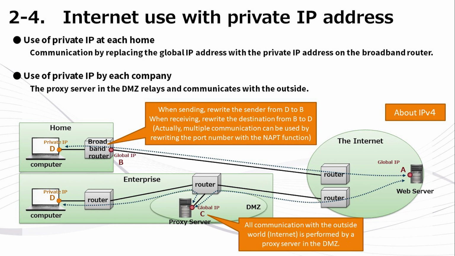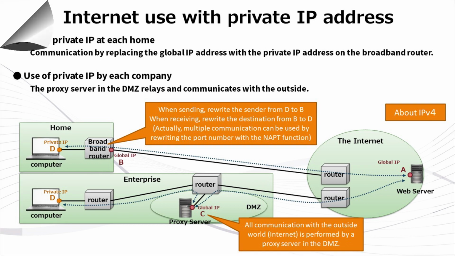The terminal cannot be accessed directly from the external internet, and communication always goes through a proxy server. Therefore, if the proxy server has a global IP address, it can communicate with the internet. In this way, we allocate a minimum number of global IP addresses and use private IP addresses as much as possible. As a result, even if one person uses many addresses, it can be operated without exhaustion.